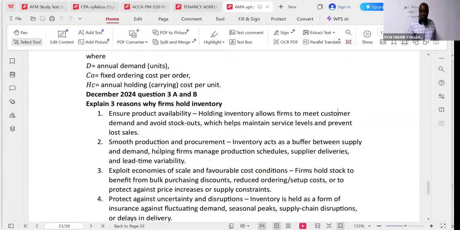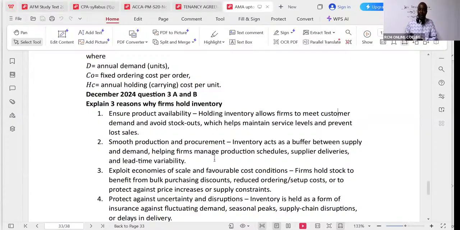Smooth production and procurement. We shall not be having production hiccups. All right. Inventory acts as a safety buffer between supply and demand, helping farms manage production schedules, supplier deliveries, and lead time variability. So there are no, in this case here, those shocks.